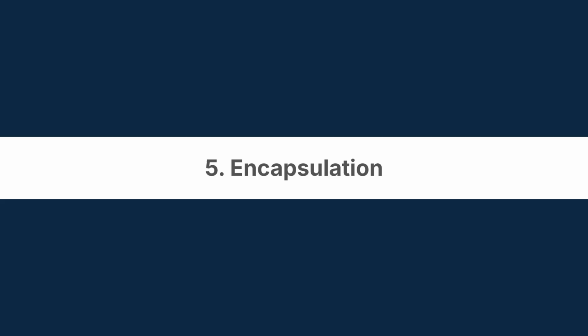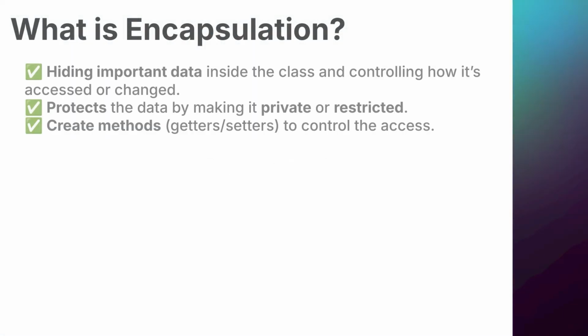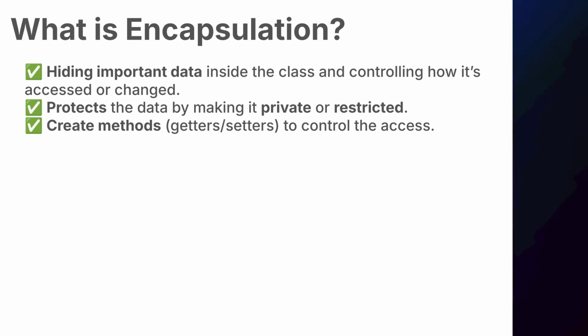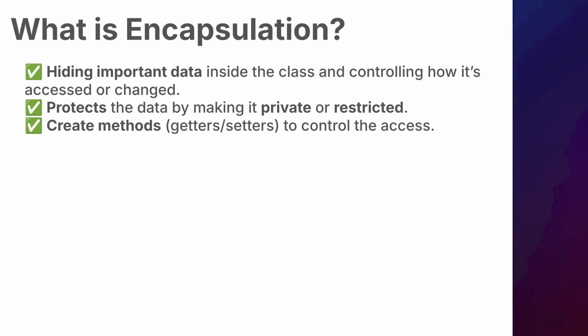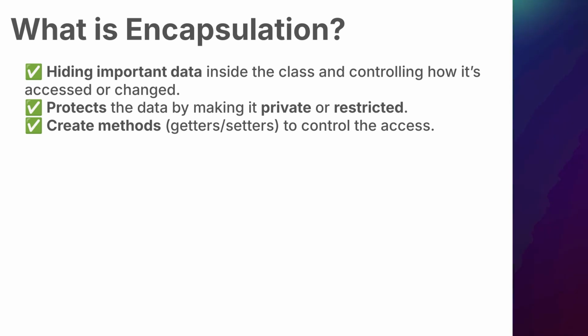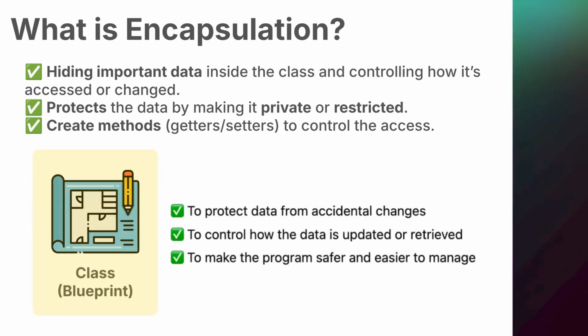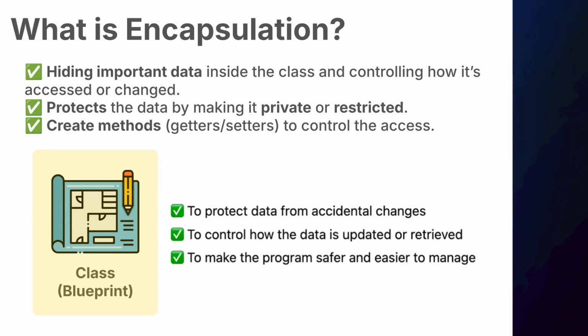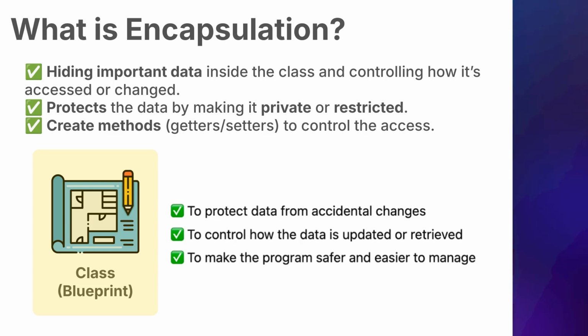5. Encapsulation. What is encapsulation? Encapsulation means hiding important data inside the class and controlling how it's accessed or changed. It protects the data by making it private or restricted. Instead of letting anyone change the data directly, you create methods like getters and setters to control the access. Why use encapsulation? To protect data from accidental changes, to control how the data is updated or retrieved, to make the program safer and easier to manage.